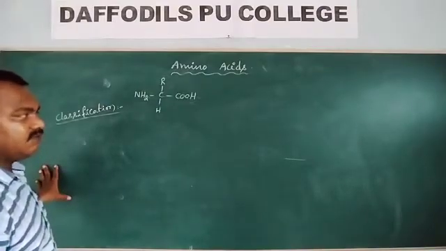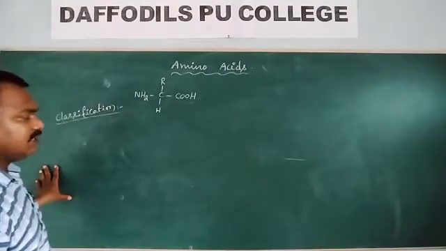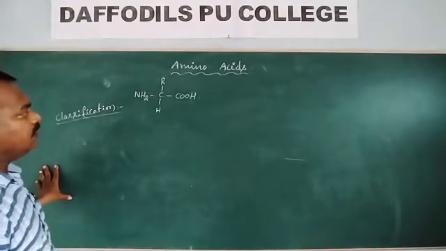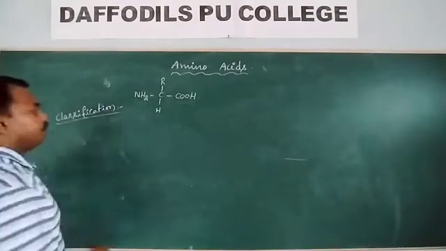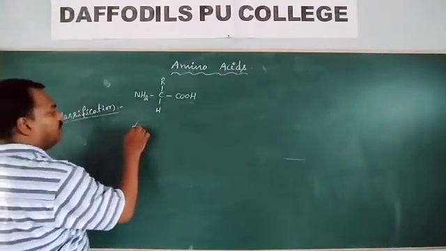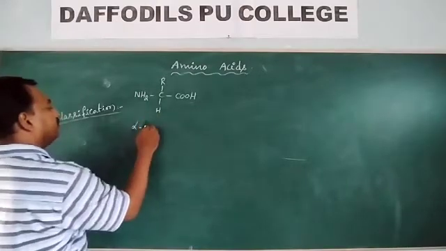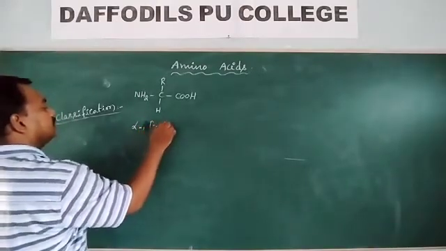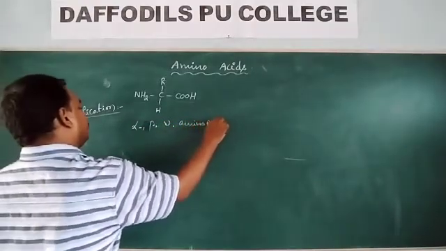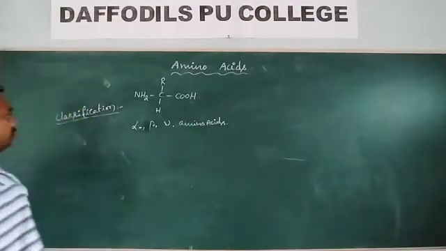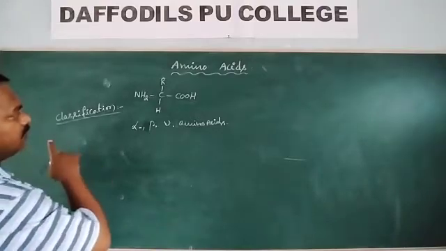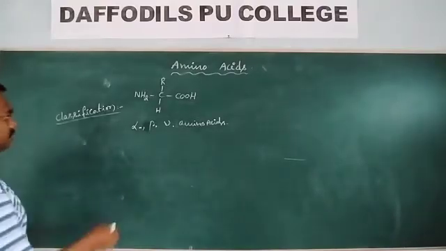There are different types of classifications for these amino acids. One of the classifications is based on the position of the amine group on the hydrocarbon chain. These amino acids are of different types: alpha amino acids, beta amino acids, gamma amino acids.